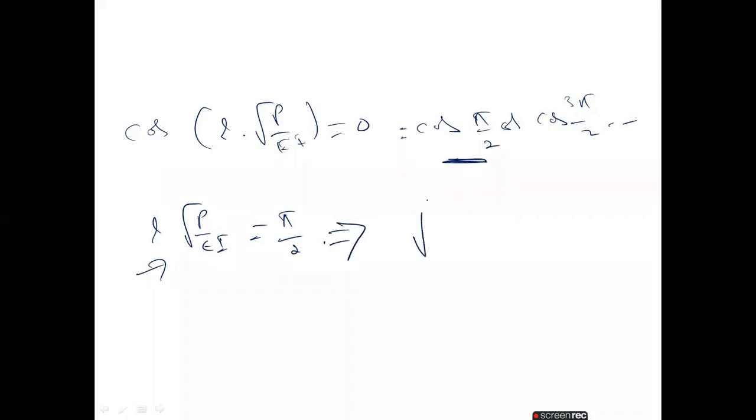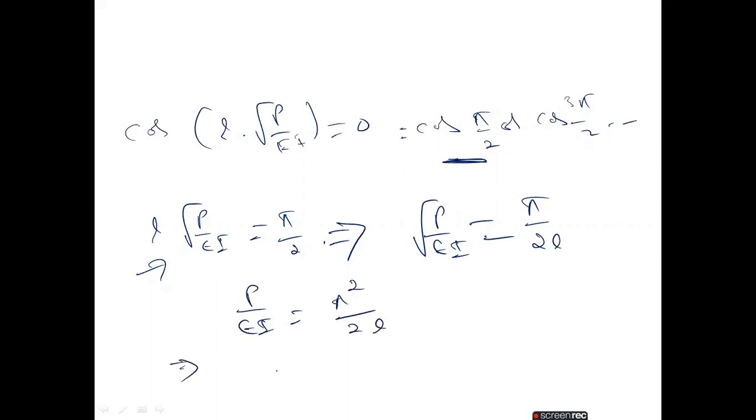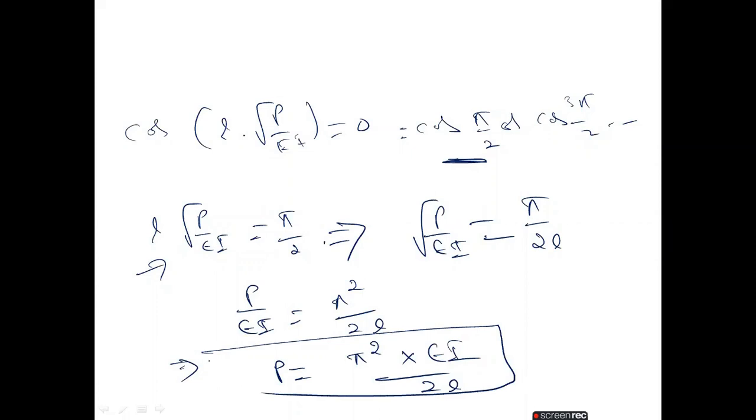Next, square root of P by EI. If you send the L to the right hand side, it is pi by 2L. Then P by EI equal to pi square by 4L square. Then P equal to pi square into EI by 4L square. So this is the crippling load from Euler's theorem when one end of the column is fixed and the other end of the column is free.